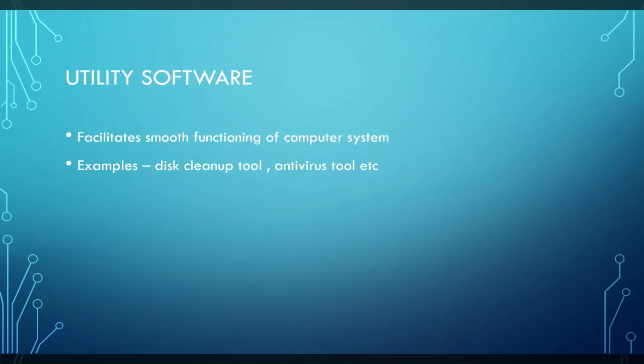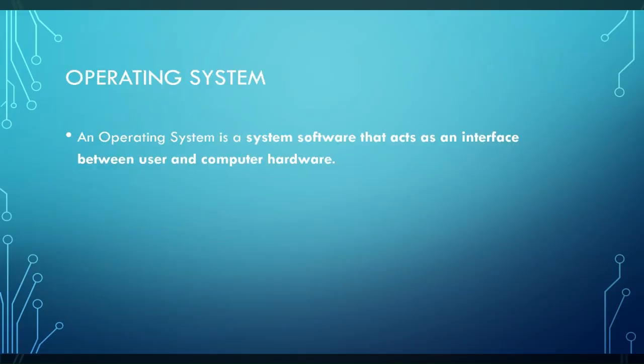Next, we have utility software. So these ensure smooth functioning of a computer system. You must have seen a device cleanup or antivirus tool that is present in the software. See, they are performing just to ensure the smooth functioning of a computer. So that comes under utility software. Now we have covered all the 3 types of software.